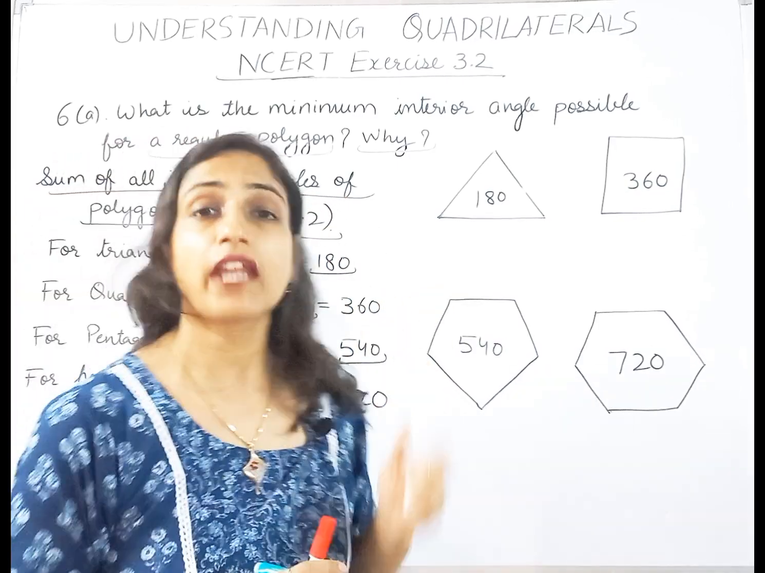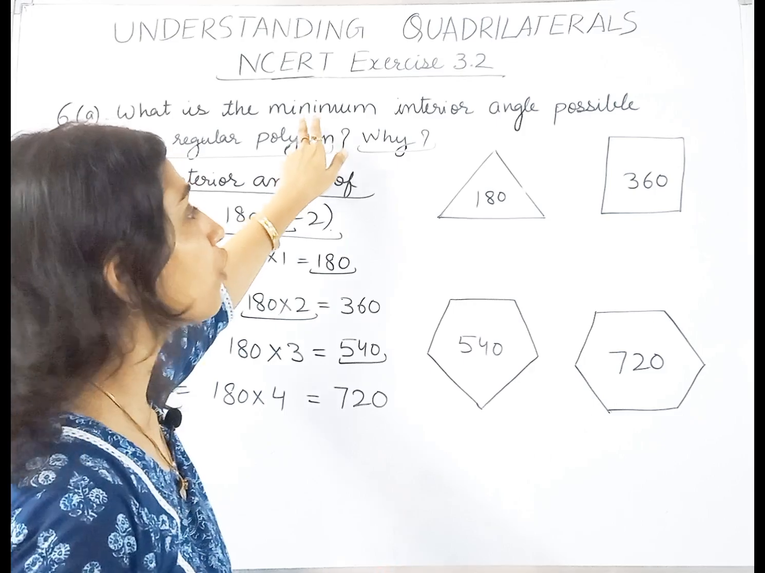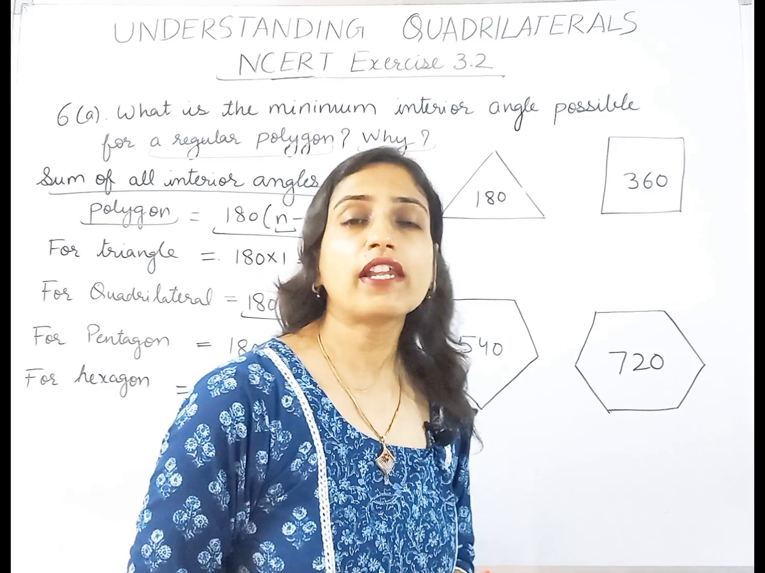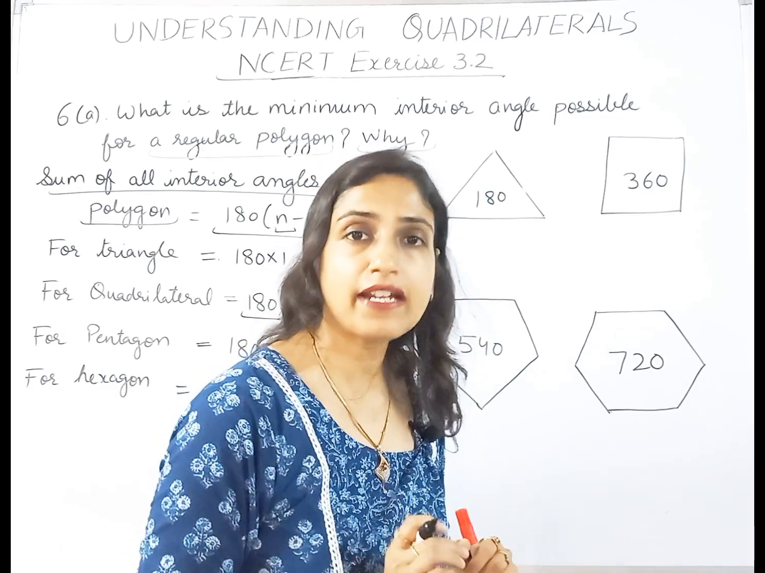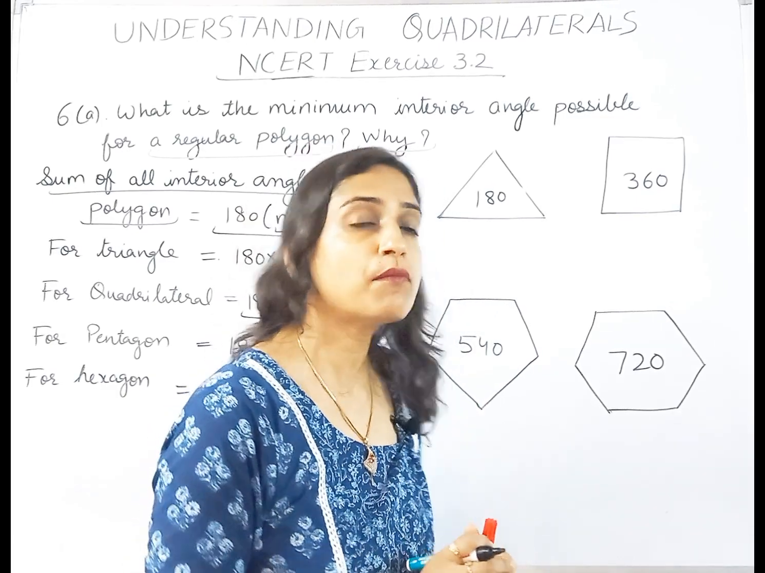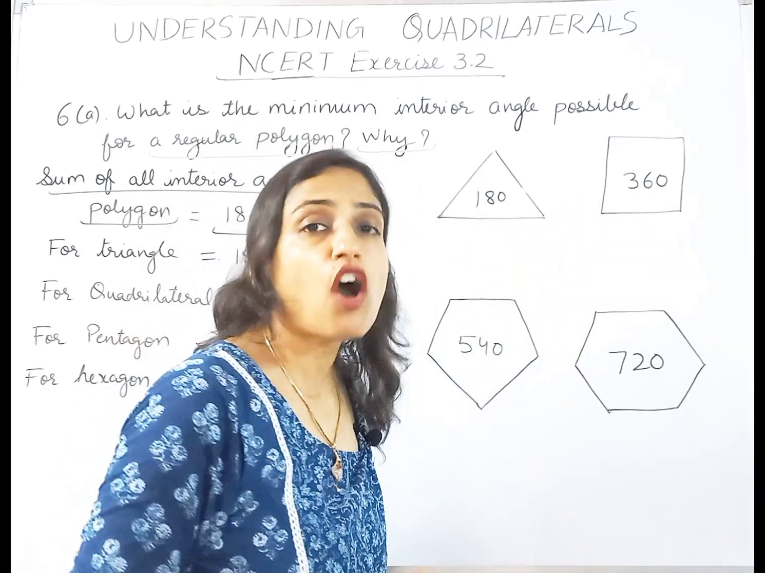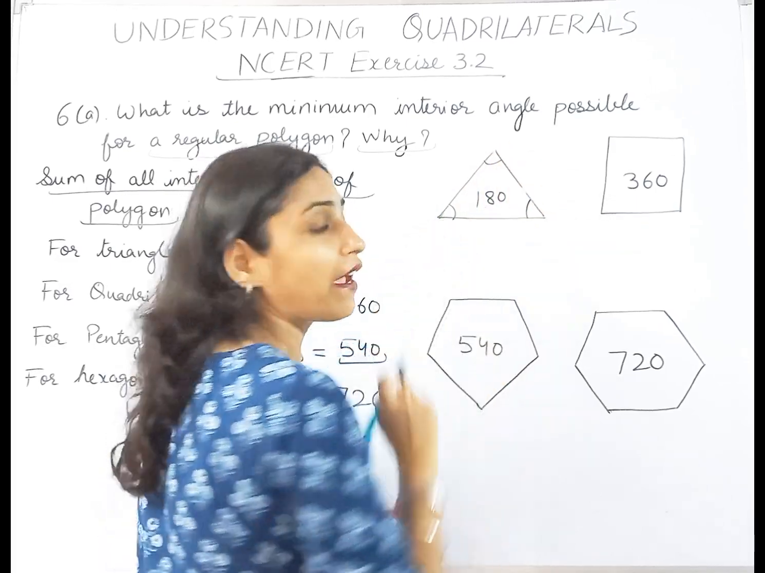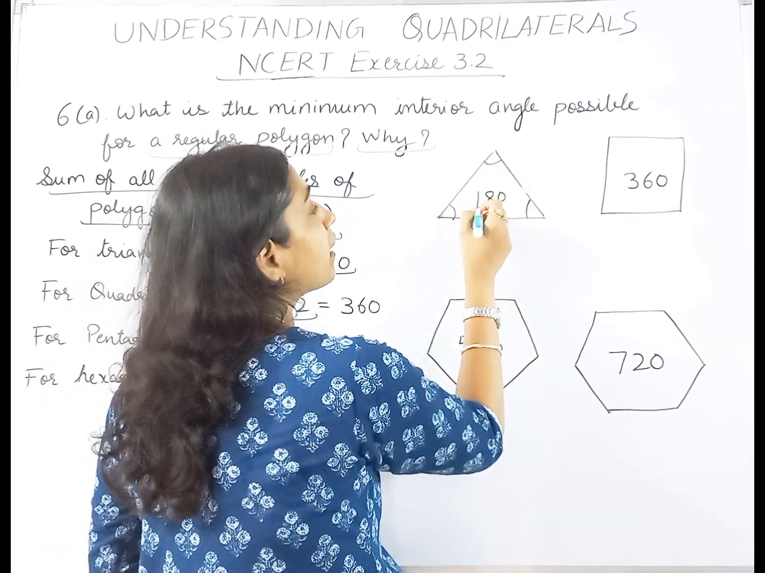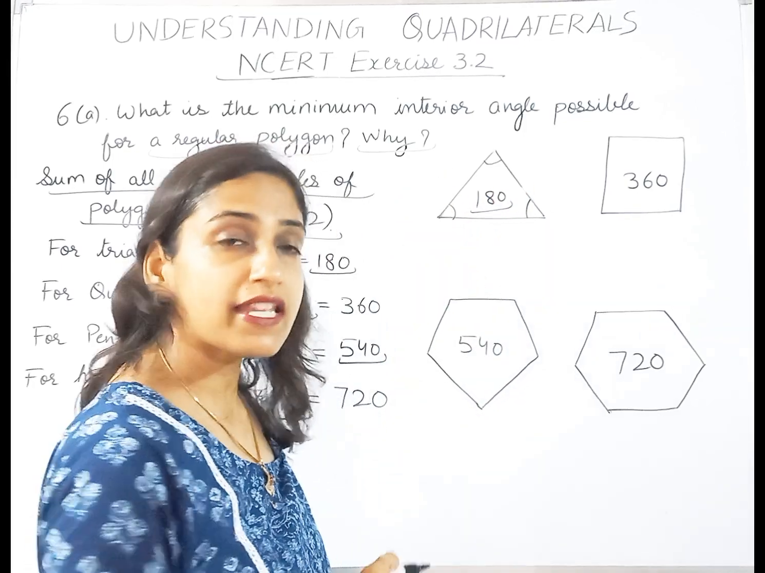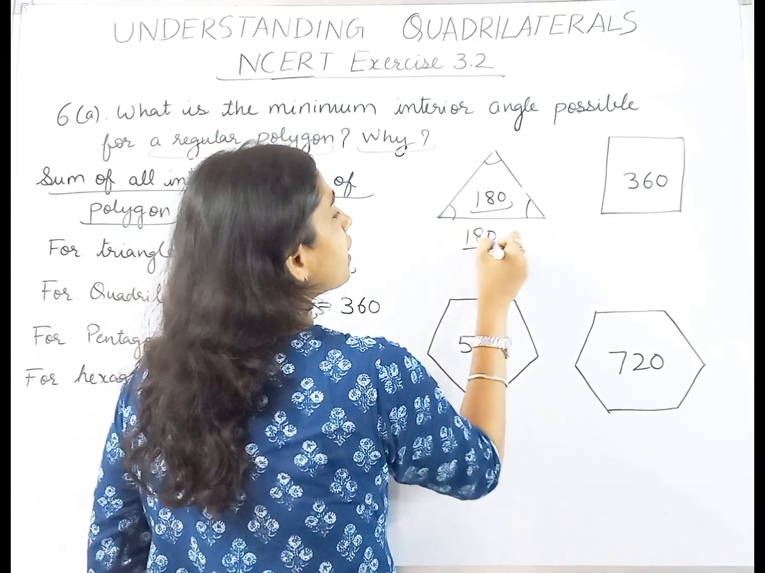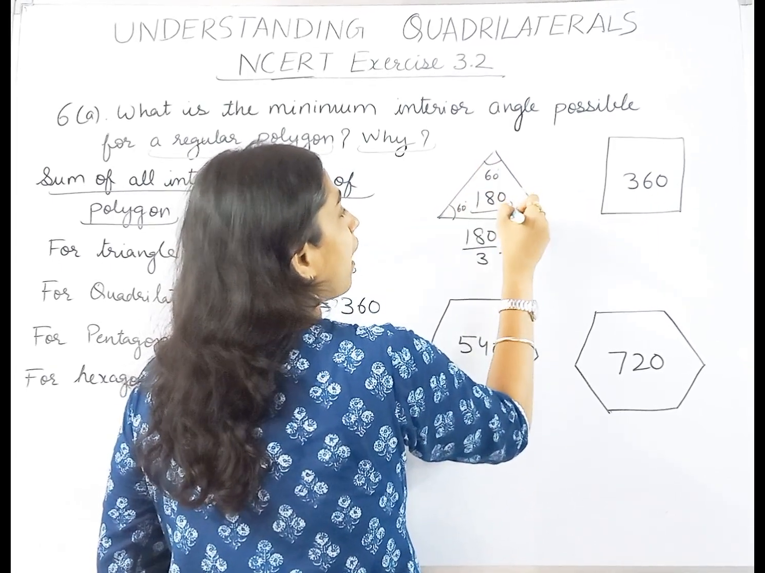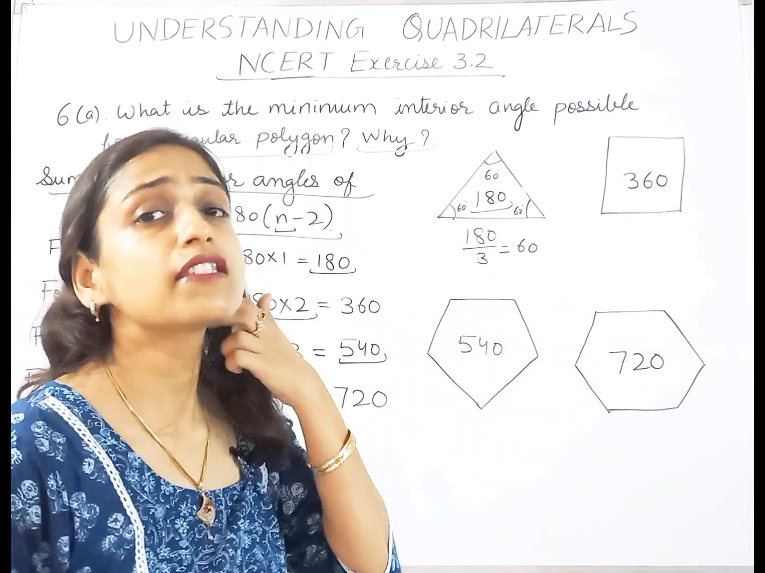Now if the polygons are regular polygons, as we have been asked in the question, what is a regular polygon? A polygon is a regular polygon if all the sides and all the angles of the polygon are the same. So now for these polygons, if all the angles are the same, then for the triangle, if the sum of all interior angles is 180 and all the angles are the same, each angle becomes 60 degrees. So each angle of the equilateral triangle is 60 degrees.